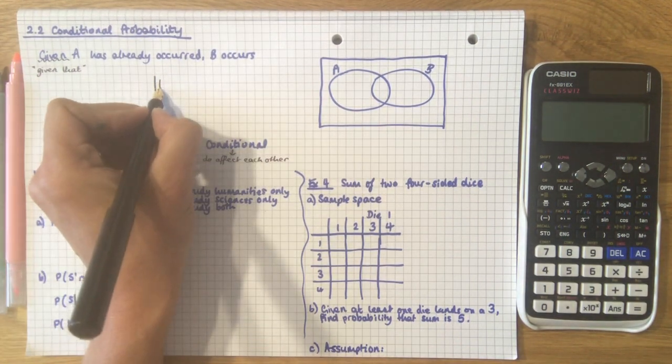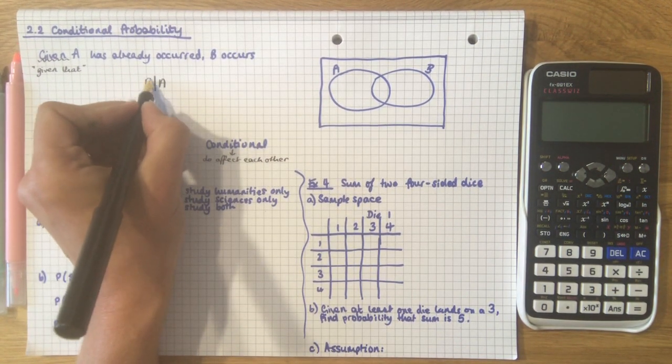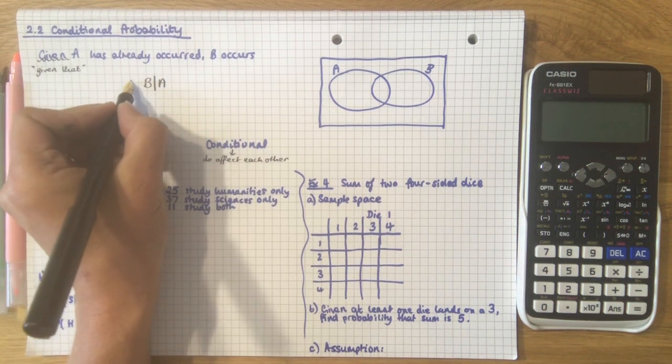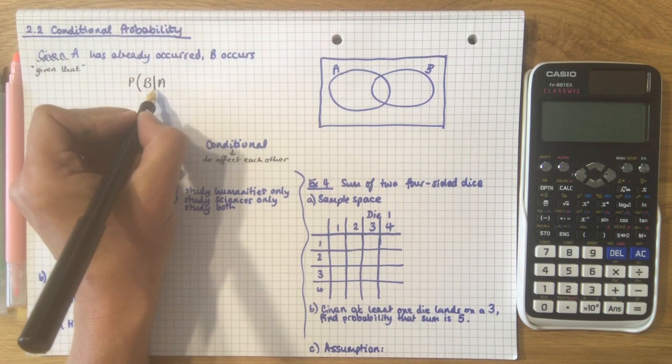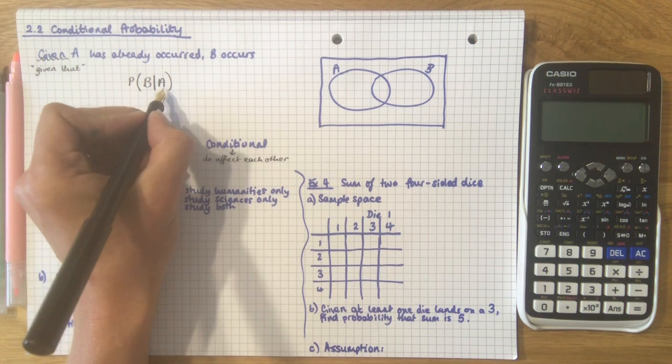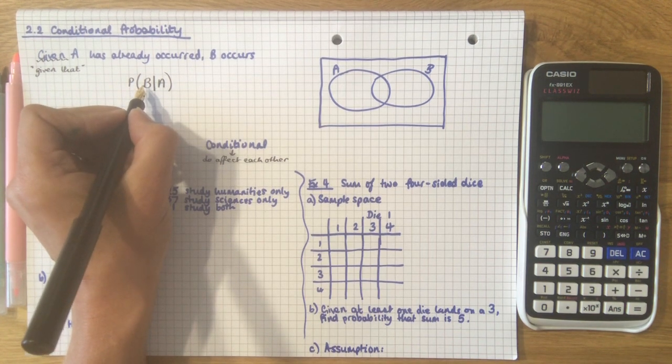So given that A has occurred, B occurs. And we might say, what's the probability of B occurring given that A is occurring? So that means if A has happened, what's the probability that B also happens?